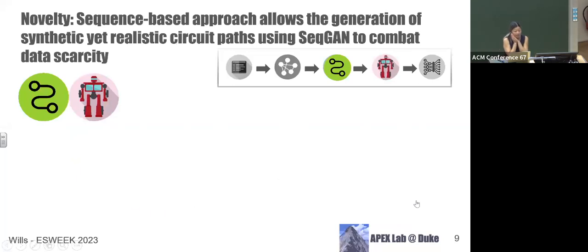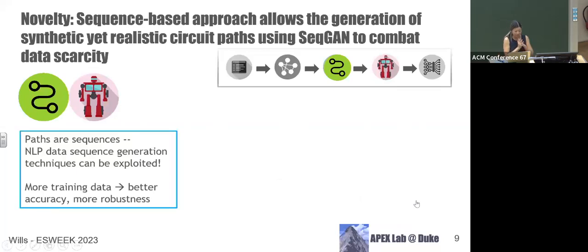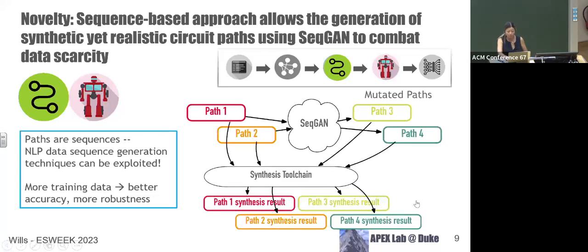All right, so another novelty of our approach comes from the insight that paths are actually sequences. So we can not only leverage the NLP sequence predictions, we can also exploit other sequence-related models or processing techniques, such as using the generative adversarial network for sequences, or SeqGAN. With SeqGAN, we can learn and generate new, unique, and complete circuit paths that are similar to the paths sampled from the real hardware design. And this approach is going to address the data scarcity problem due to the lack of open source hardware designs.